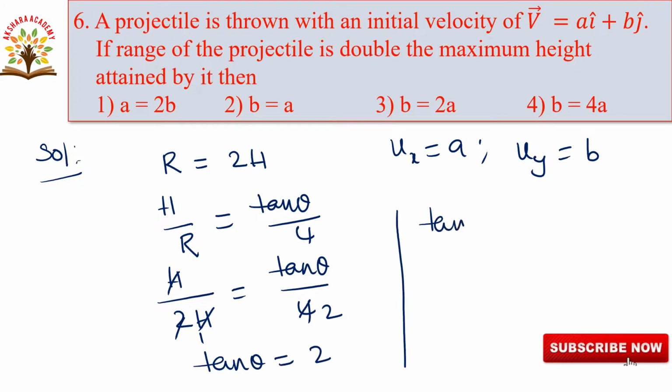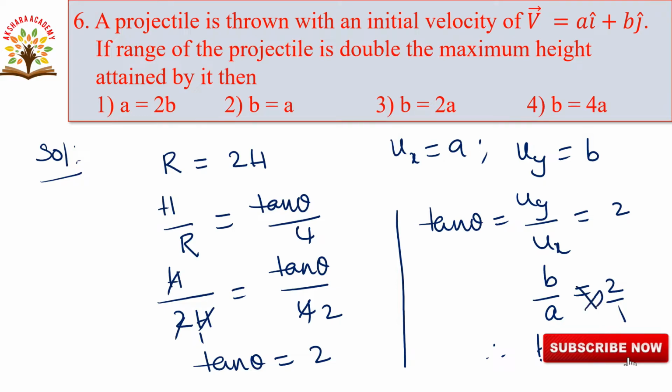Tan theta is nothing but uy by ux, that is equals to 2. So uy is nothing but b and ux is a, so b by a is equals to 2. Therefore, by taking cross multiplication, b is equals to 2a. So this is the final answer, b is equals to 2a. Which one is correct? Third one is correct. Next we will go to the next question.